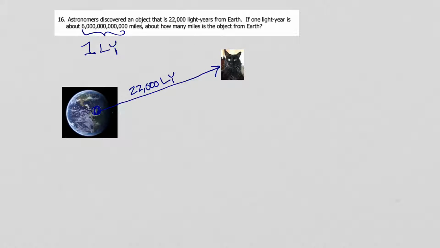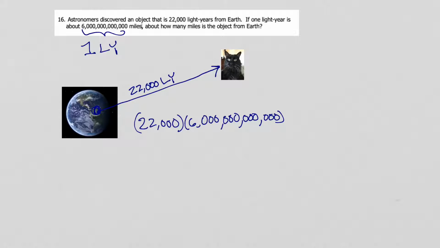So about how many miles is this cat from the Earth? So this is going to be a multiplication. We're going to take 22,000, and we're going to multiply it by 6, and then what do we have here? 12 zeros: 1, 2, 3, 1, 2, 3, 1, 2, 3, 3 more.